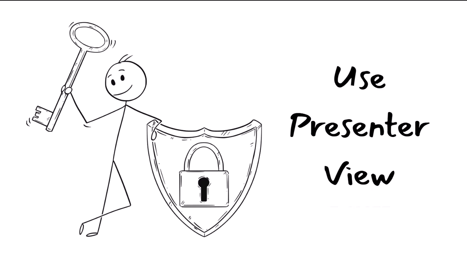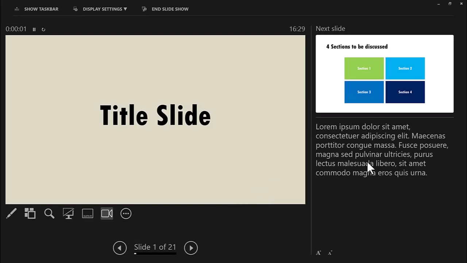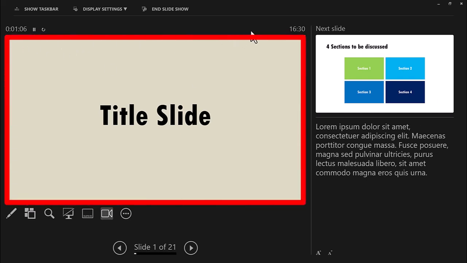Use presenter view. Instead of recording your screen by going to slideshow mode, use a simple shortcut called Alt F5, which brings you to this presenter view. The key is to select the recording area. Every professional screen recording program allows you to choose the area that you want to record. Now, instead of recording this entire screen, record only this portion here, which is the slide area.